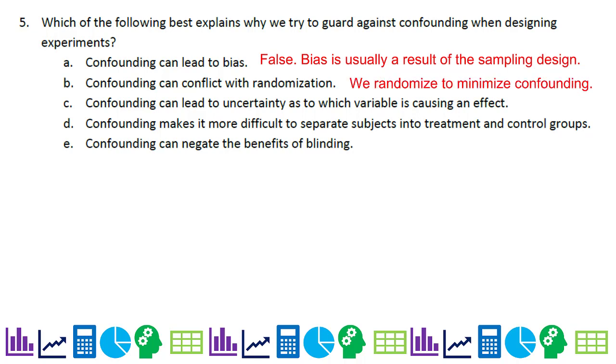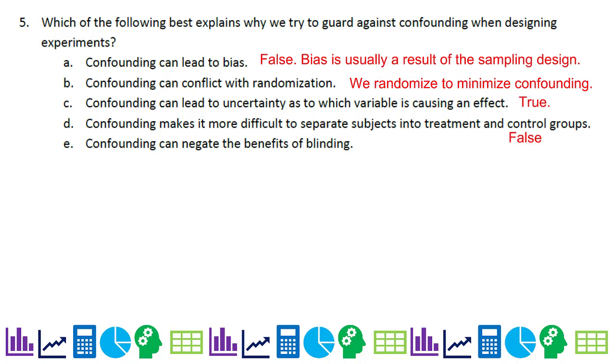And it definitely doesn't conflict with randomization. We randomize to minimize confounding. Confounding can lead to uncertainty as to which variable is causing an effect. That is exactly true. That is the definition of confounding, that there are other factors, and you're not sure if the ones you're measuring are really the cause. So that's why we have to randomize in experiments, to minimize that effect.